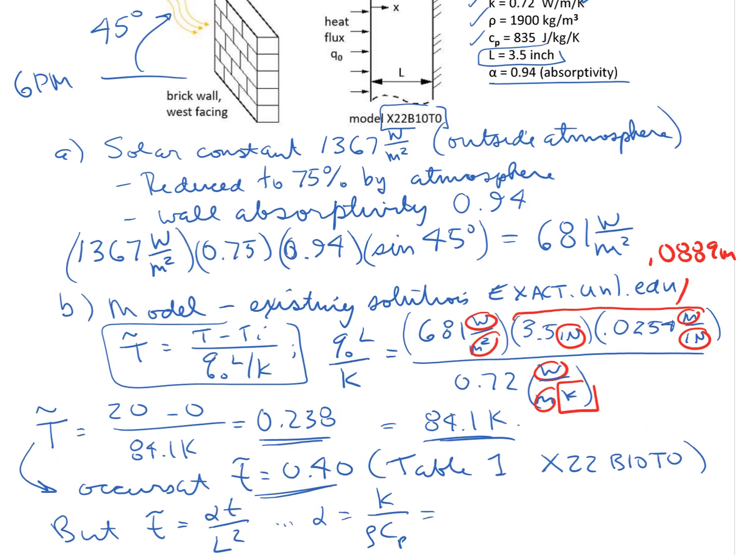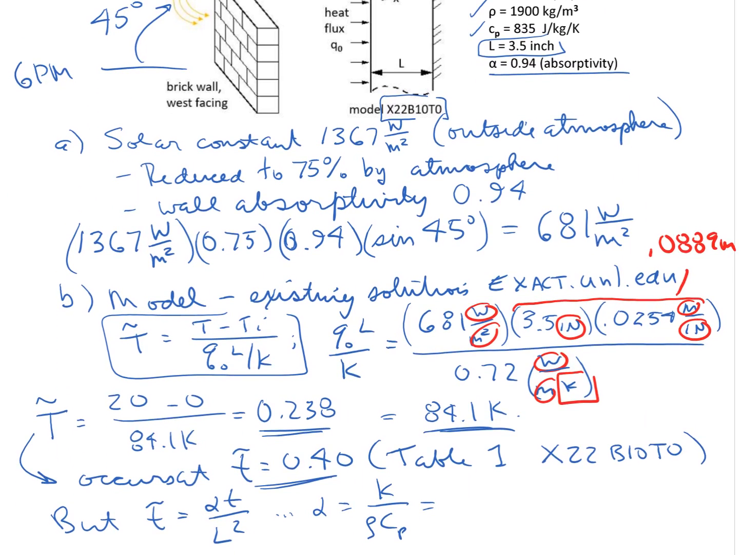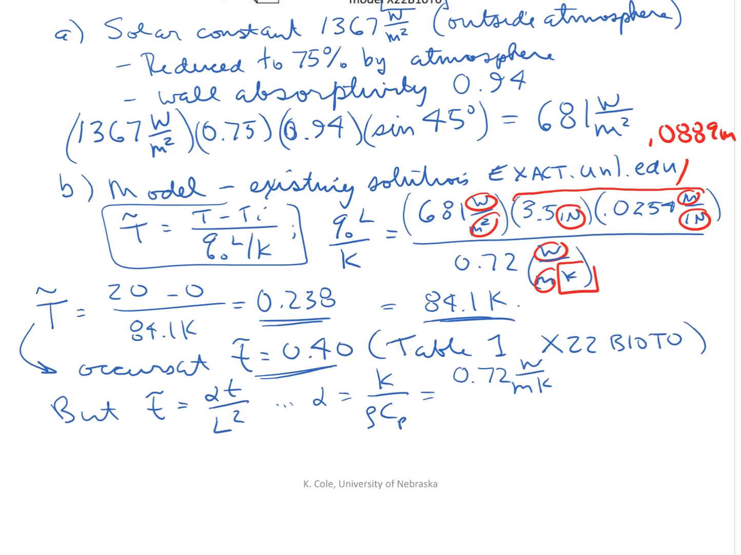I'm not sure I can fit them on the same page here. Conductivity is 0.72 watts per meter per Kelvin. Density is 1900 kilograms per meter cubed. Specific heat is 835 joules per kilogram per Kelvin.